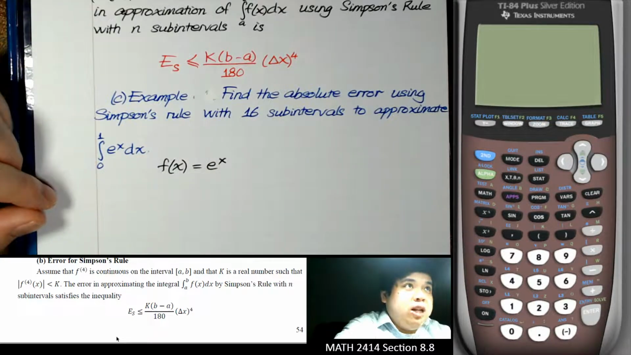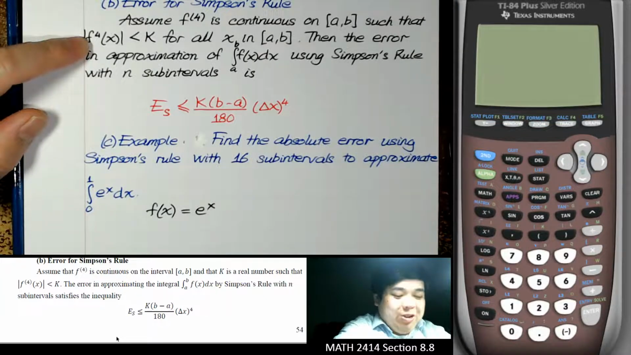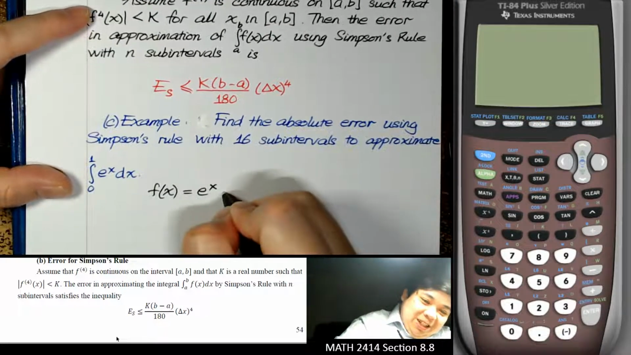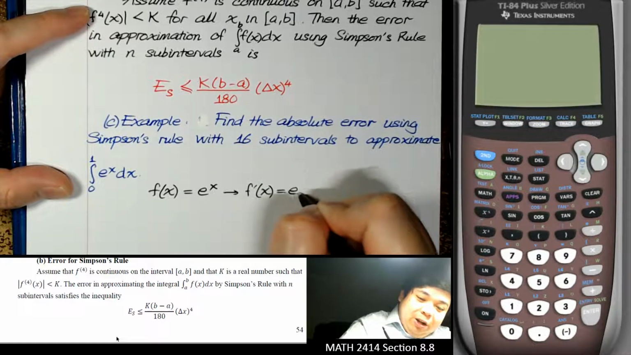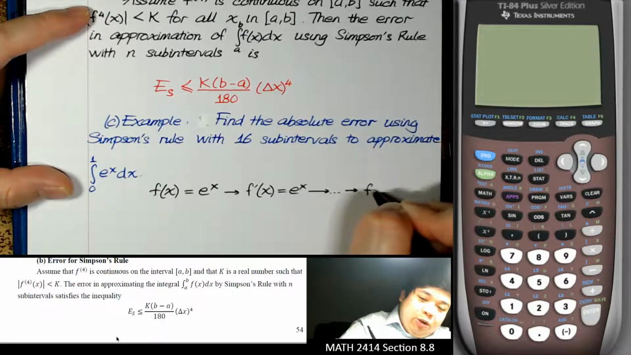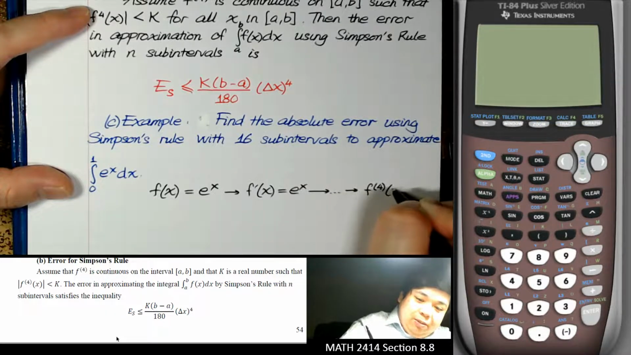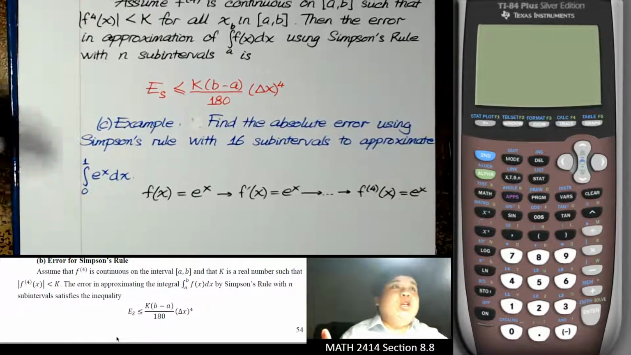The reason I choose e to the x is because in here we're required to take the fourth derivative. So the nice thing about this is the function e to the x derivative will be the same. Doesn't matter how many times you take it, the fourth derivative is still the same. Right, that's why I choose e to the x.